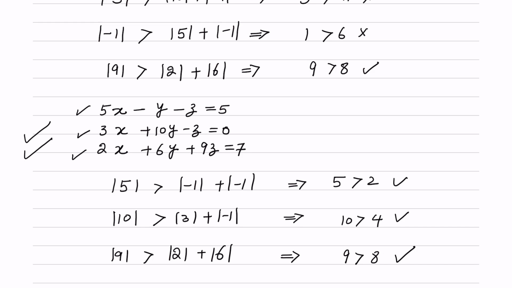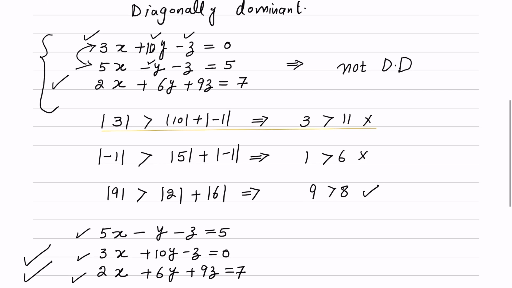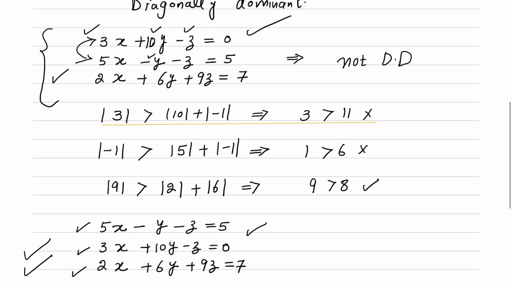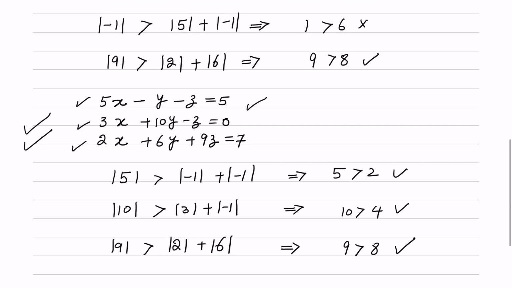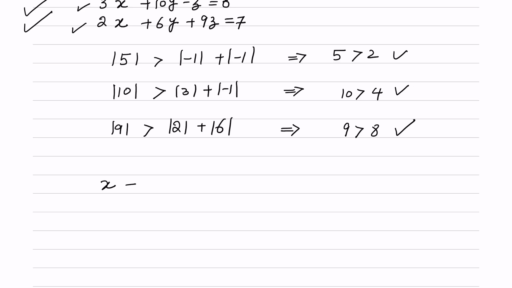So the point is, look at this system. Initially this system was not diagonally dominant, but when we switched the first equation with the second equation, this became a diagonally dominant system. So sometimes if initially the system is not diagonally dominant, by switching the places of the equations you can make it diagonally dominant. Let's look at one more example.